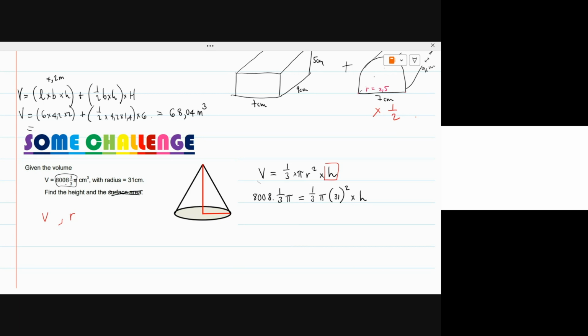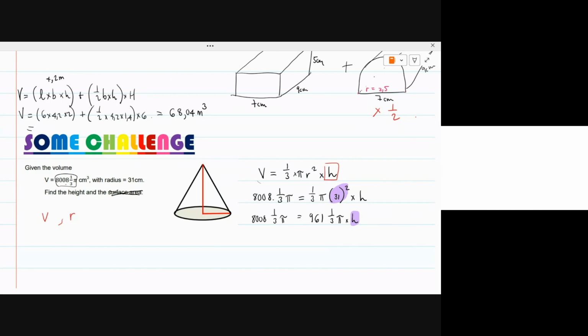First I'm going to figure out what this 31 squared is. I want to know what 31 squared is. So 31 squared equals 961. So I'm going to say 8,008 a third pi is equal to 961, and then I also have a third pi, multiplied by h. I now want to make h the subject of the formula.